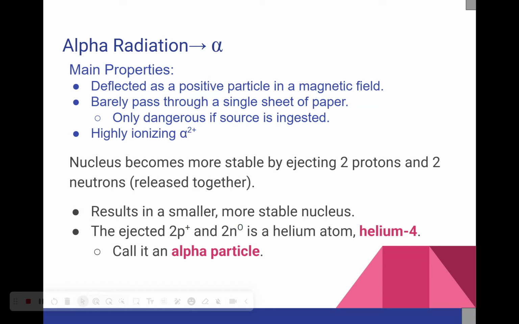We can even write it that way if we want, but we usually use the alpha symbol because we're trying to remind ourselves of the importance that this is a particle that was ejected from a nucleus. But in this process of letting go of 2 protons and 2 neutrons, the remaining nucleus becomes smaller and more stable. And that's what a nucleus is always trying to do, is reach a more stable state.